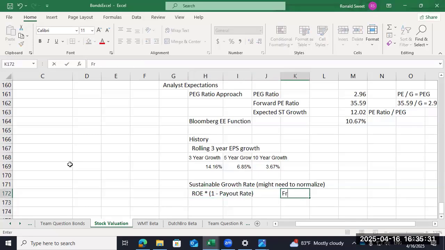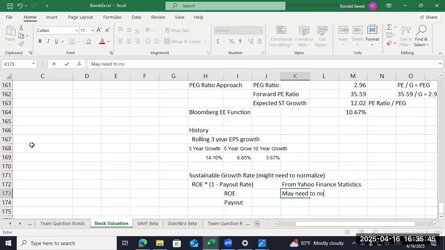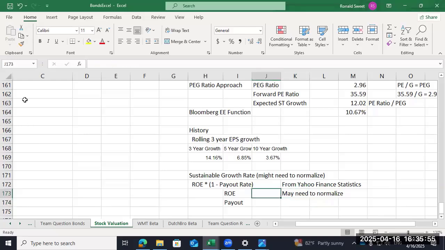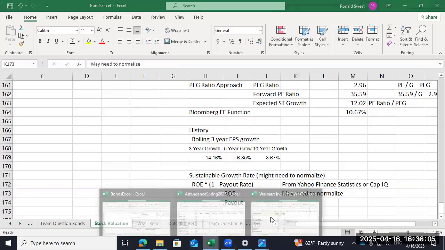All of this is from Yahoo Finance Statistics. So it's really simple. We just need the ROE. We need a payout. The ROE is the one where you may need to normalize. If their last ROE is negative, or if it's ridiculously high, like 60% or something, you may need to go back and look at a few years and see. Now, you can get it from Yahoo Finance or from Capital IQ. I just loaded Capital IQ, so I might as well use Capital IQ.